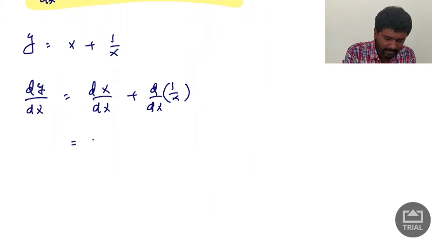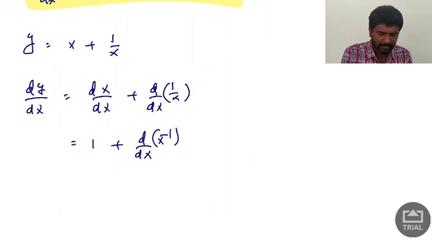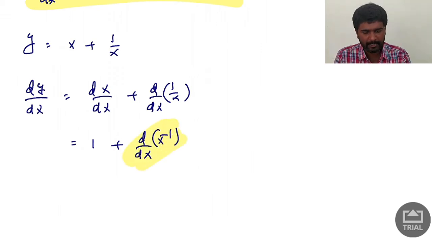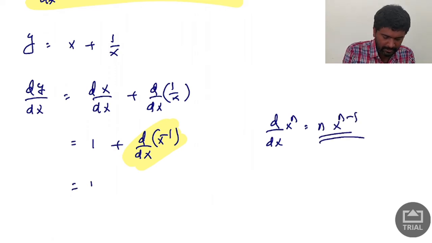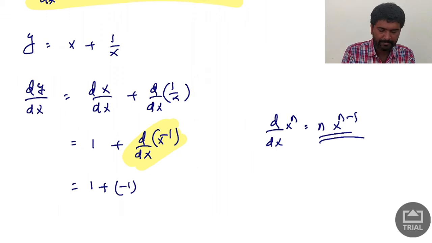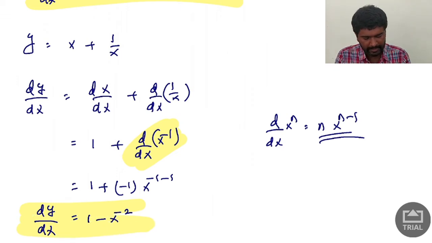Now dx by dx is 1, plus d by dx of 1 by x. So 1 by x can be written as x power minus 1. And this looks like d by dx of x power n. Now d by dx of x power n equals n times x power n minus 1. So now here it is 1 plus minus 1 times x power minus 1 minus 1, so that equals 1 minus x power minus 2. So this is dy by dx. So dy by dx is 1 minus x power minus 2.